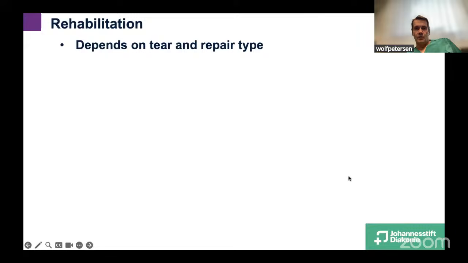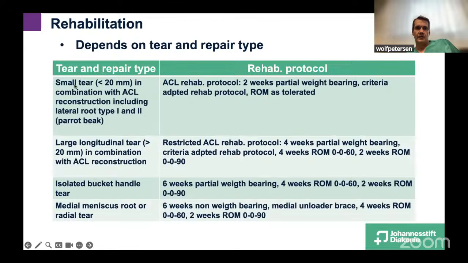Rehabilitation after meniscus repair depends on the tear and repair type. In small tears below 20 millimeters in combination with ACL reconstruction, I use my normal ACL rehabilitation protocol: 2 weeks partial weight bearing, and a criteria-adapted rehabilitation protocol, and range of motion is tolerated.